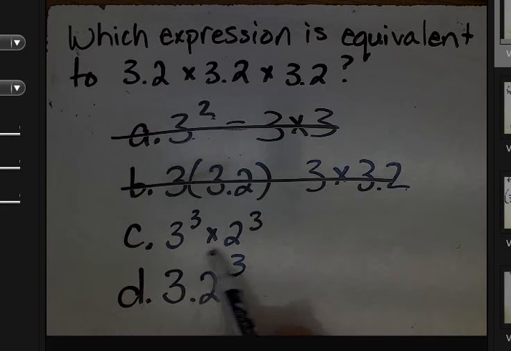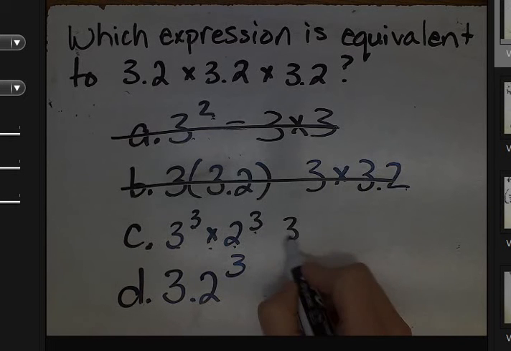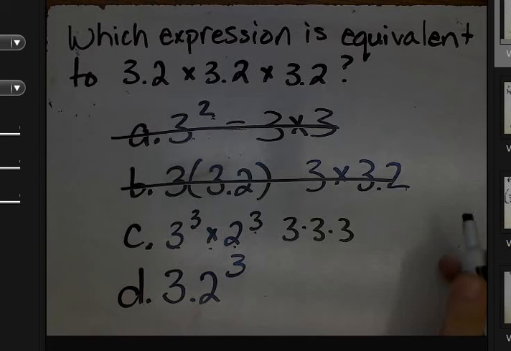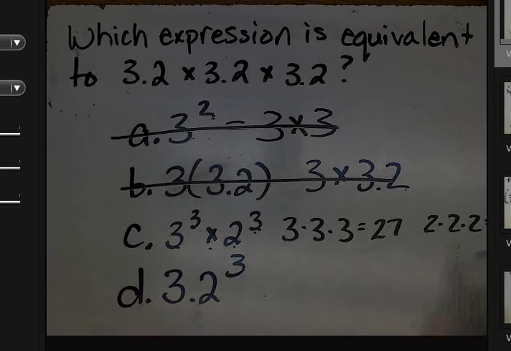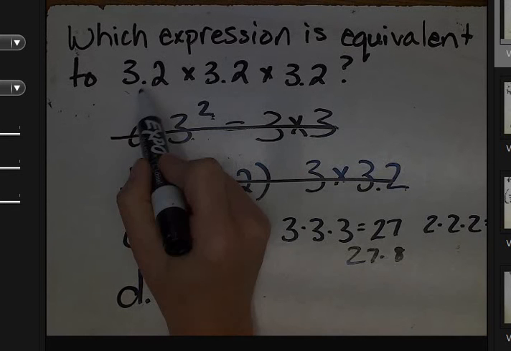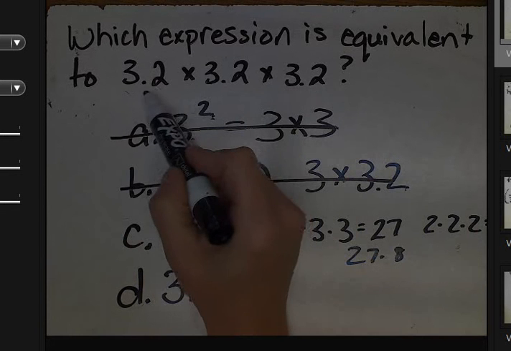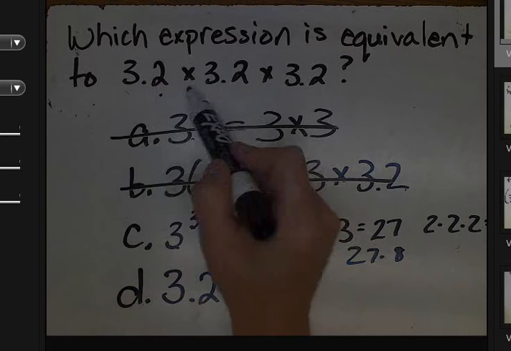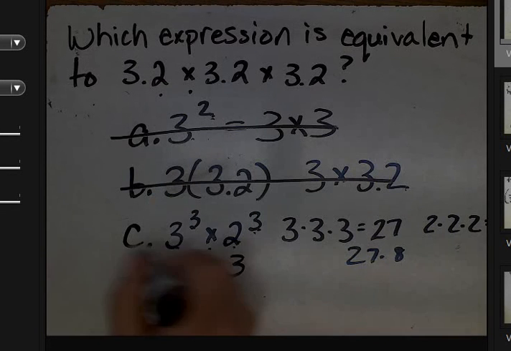When I evaluate C, well, I see that I have 3 to the power of 3 times 2 to the power of 3. Well, 3 to the power of 3 means 3 times 3 times 3, which is 27. And 2 to the power of 3 is 2 times 2 times 2, which is 8. Therefore, again, I can see, well, this is not the same. Then I would have 27 times 8. Well, that is not the same as 3 and 2 tenths times 3 and 2 tenths times 3 and 2 tenths. So C is not a good option.